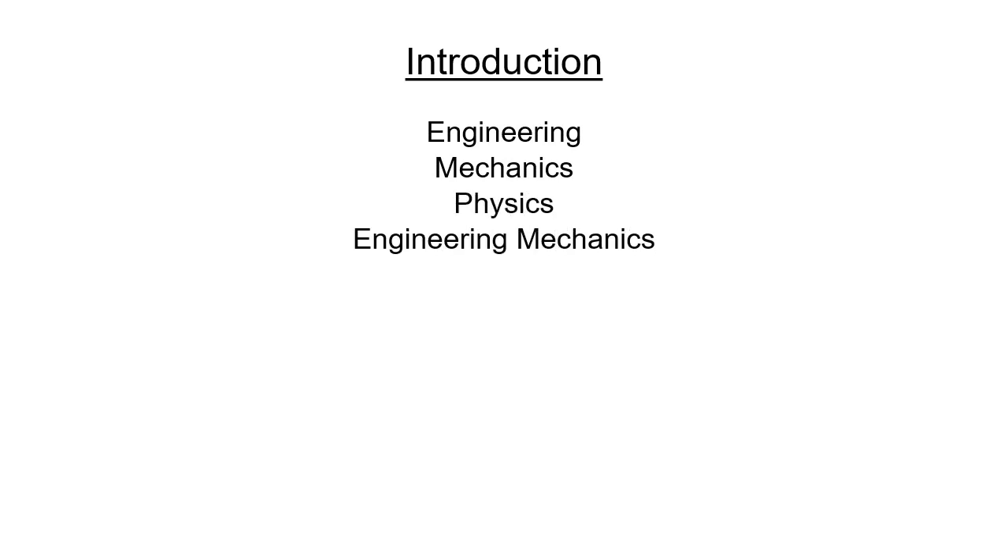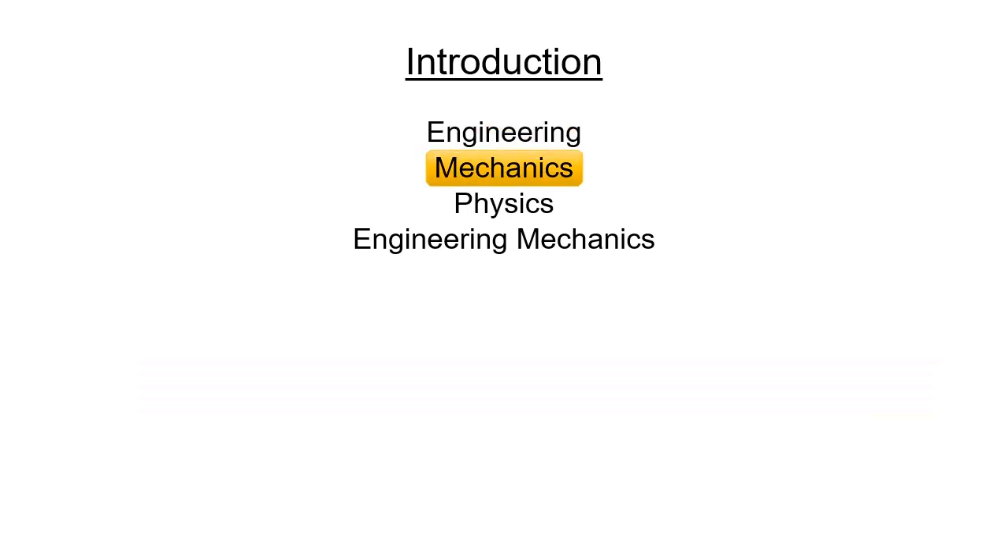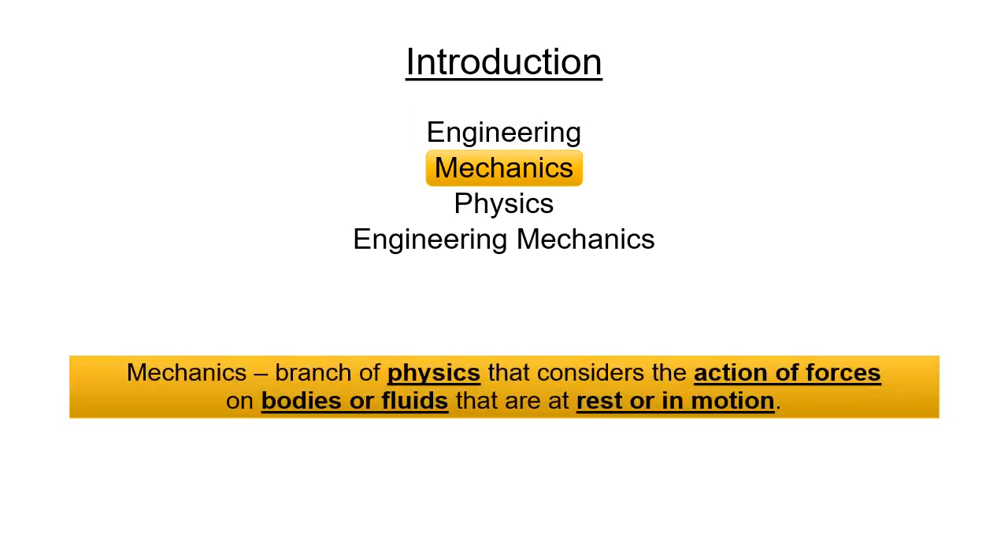These are engineering, mechanics, physics, and engineering mechanics. Engineering is defined as the application of mathematical and physical sciences to the design and analysis of things for the benefit of mankind. Mechanics, on the other hand, is the branch of physics that considers the action of forces on bodies or fluids that are at rest or in motion.